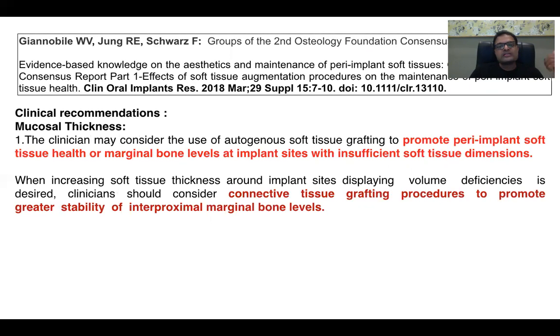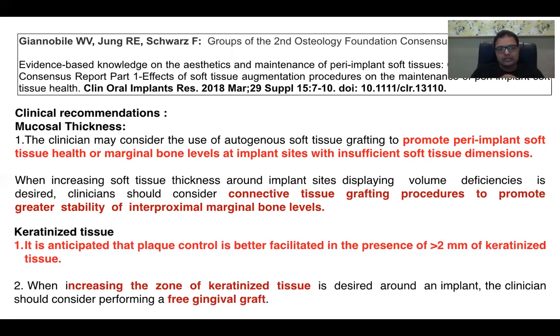Why is it so important? This is a classical clinical recommendation given by William Giannobile and the team at the Osteology Foundation Consensus, published in 2018. I'm just reading out the recommendation. Regarding the mucosal thickness, the clinician may consider the use of autogenous soft tissue grafting to promote peri-implant soft tissue health or marginal bone levels at implant sites with insufficient tissue dimension. What we mean by insufficient tissue dimension is that the tissue should be at least 3 millimeters. At the time of increasing it, you can use either a connective tissue or a free gingival graft.